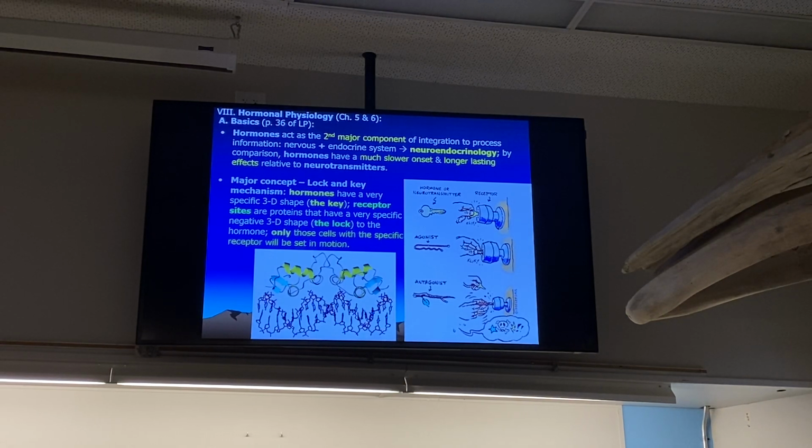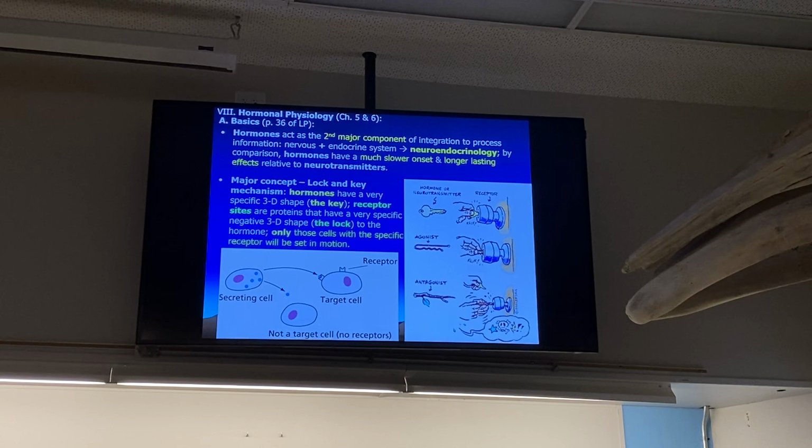Again, hormones are the key, hormone receptors are the lock. Only those cells with the receptors will be set in motion, which, by the way, is what hormone means. It comes from a Greek word, hormon, that means to be set in motion. Hormones set specific cells in motion. I like that. If a cell has no receptors, again, the hormone goes right past it like it wasn't there.